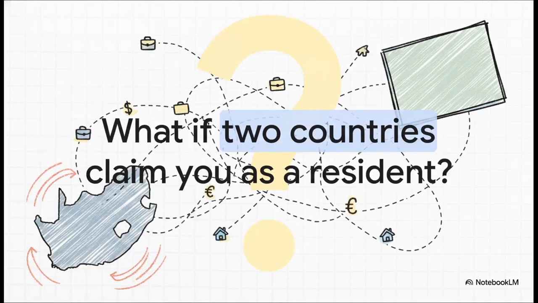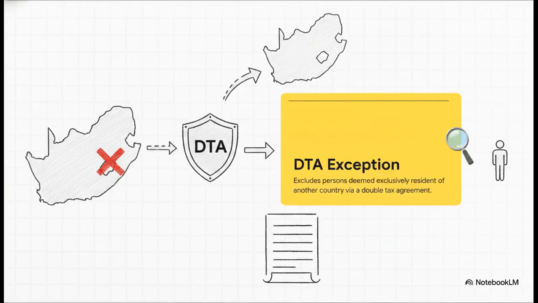And that actually leads us to an even bigger exception. Think about this. What happens if South Africa says you're a resident based on our domestic laws, but another country looks at their laws and claims you too? It's a dual residency conflict, and honestly, it happens all the time in international business. Enter the ultimate trump card.